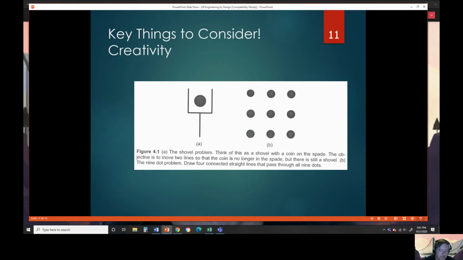In the second one, you have 9 dots. You need to draw 4 straight lines that are connected. So imagine I put a pencil down and I draw 4 straight lines without ever moving the pencil up. So it's not like, oh, 1, 2, 3. I would have to lift up the pencil in order to do that. But you need to draw 4 connected straight lines that pass through all 9 dots. So I want you to pause this, think about how you could do that.